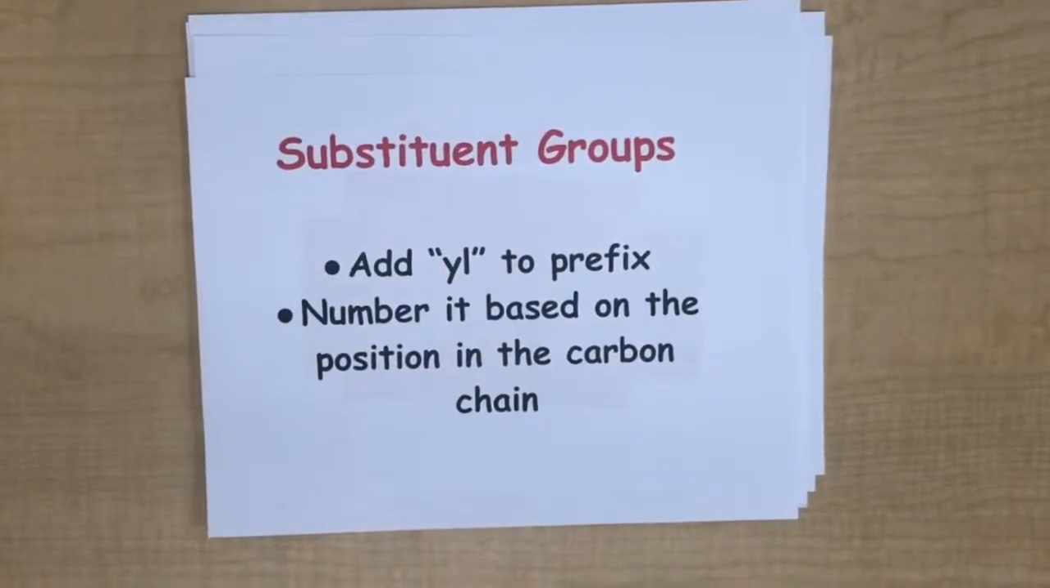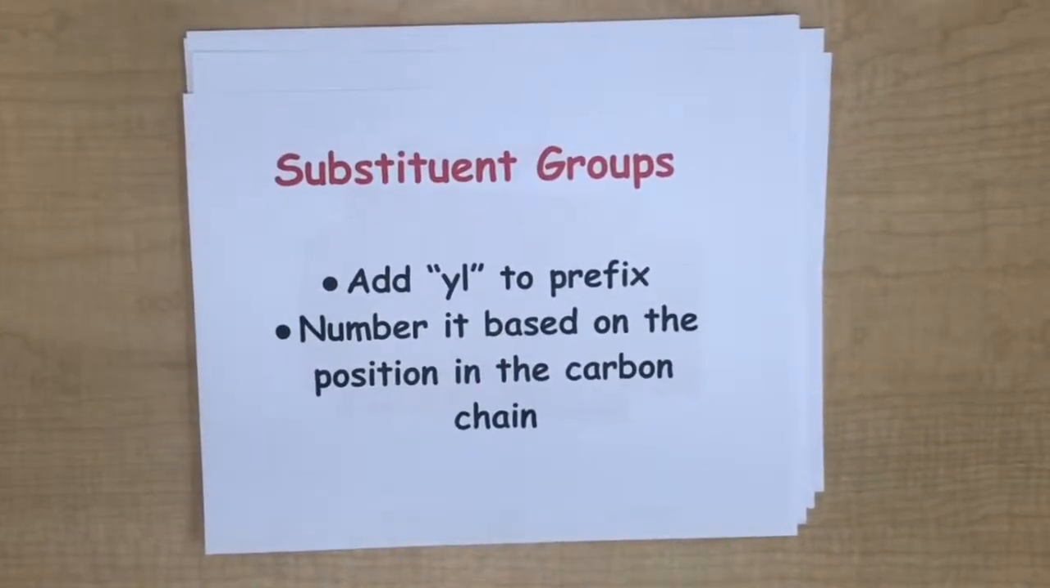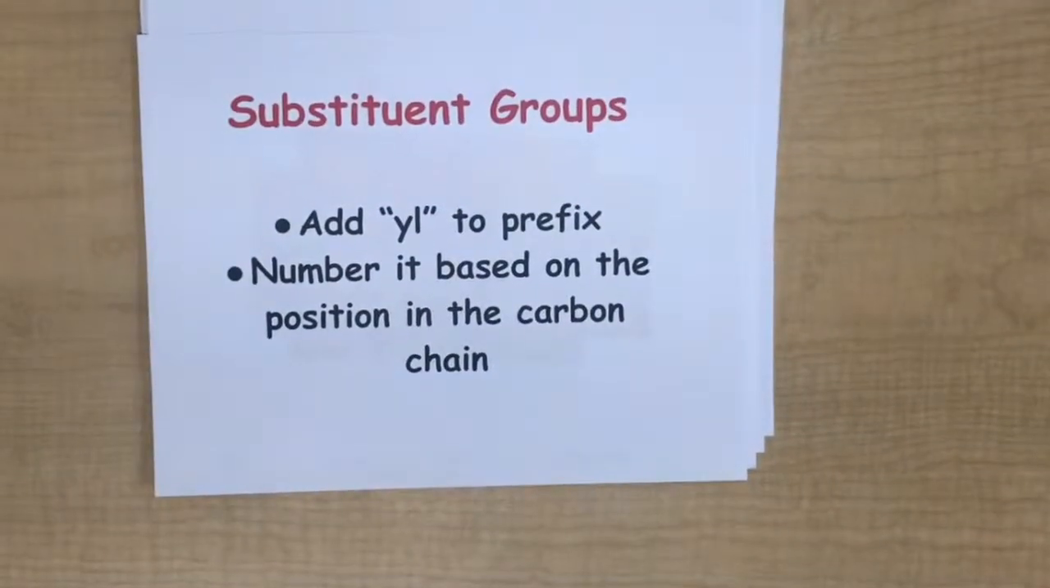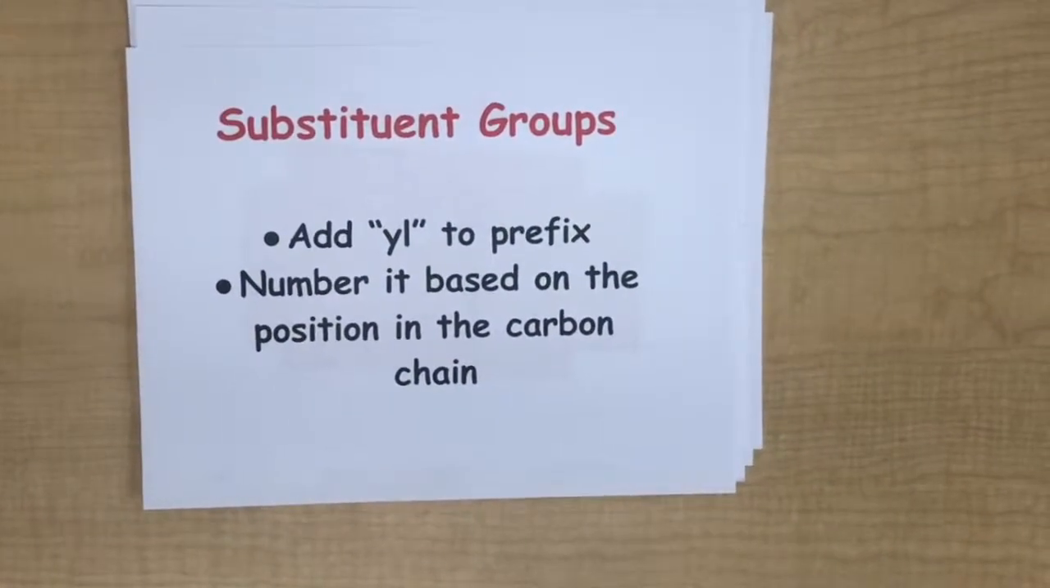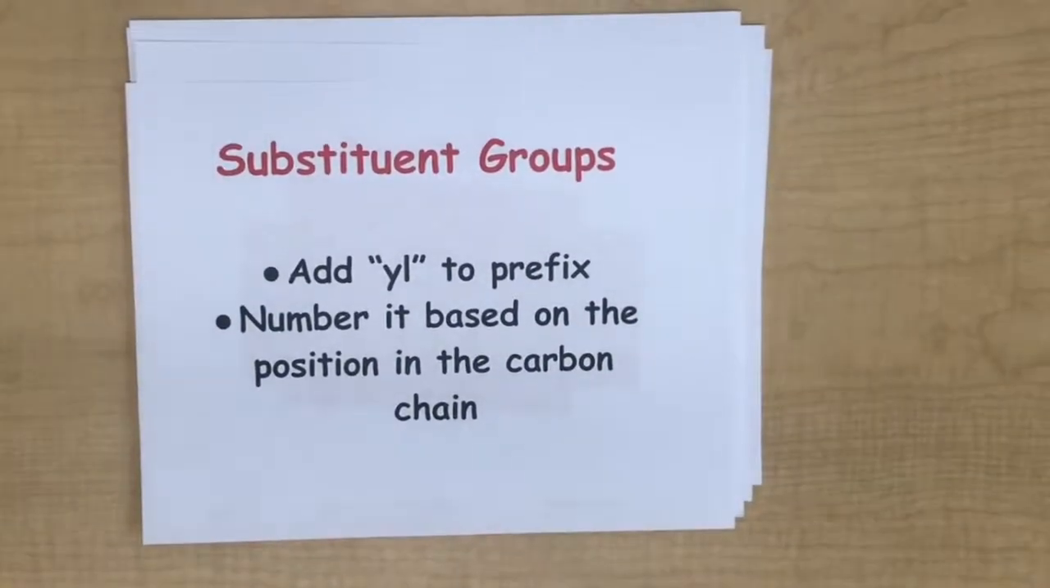Sometimes there are things called substituent groups, which are also known as alkyl groups, which are carbons that are not part of the longest chain of carbons. There are many types of alkyl groups based on the amount of carbons in the substituent group. A substituent group with 1 carbon is called a methyl group, 2 carbons is called an ethyl group, 3 carbons is a propyl group, and so on.